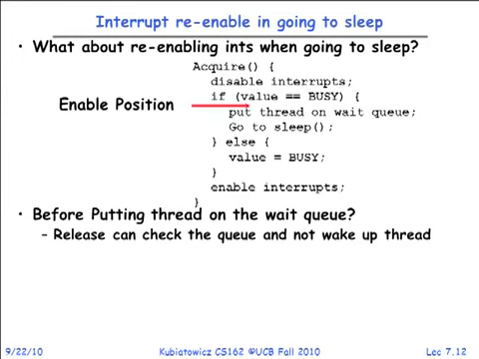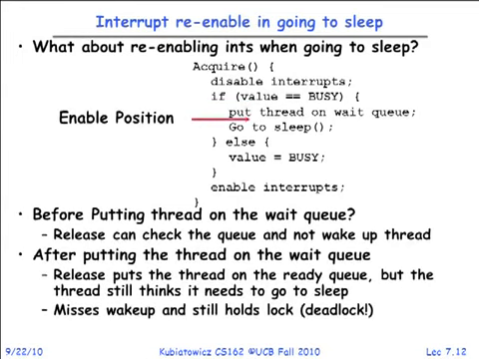So what if I put it here? I put myself on the wait queue, and then they free the lock. They wake me up from the wait queue by putting me on the ready queue, and then I come back here and immediately go to sleep. So that doesn't work. What I really want is to re-enable there. Somebody tell me what's wrong with that picture. What's challenging about re-enabling there?